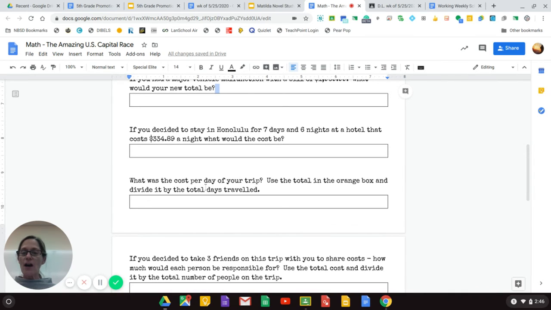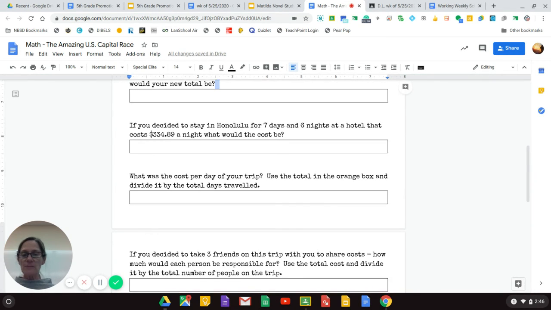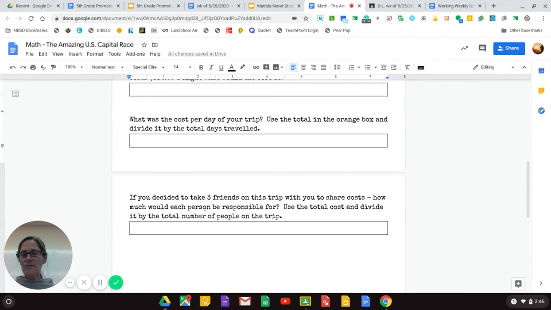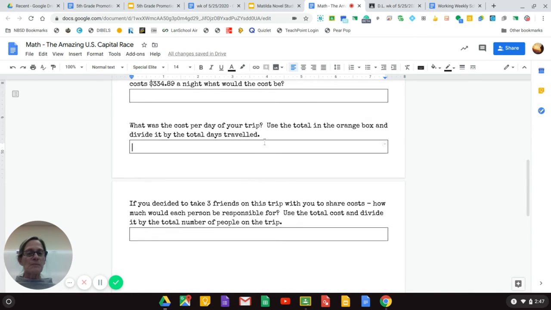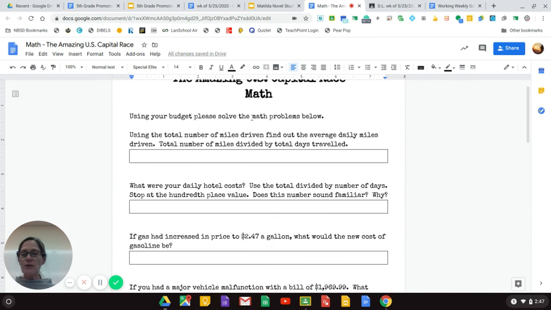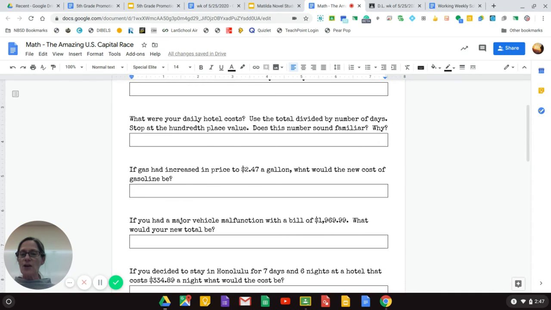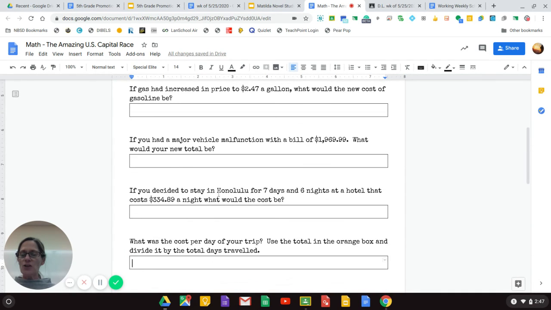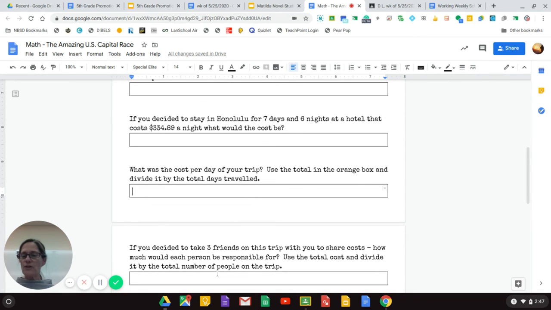What was the cost per day of your trip? Use the total in the orange box and then divide it by the total number of days traveled. And then last but not least, if you decided to take 3 friends on this trip with you to share the costs, how much would each person be responsible for? Use the total cost and divide it by the total number of people on the trip. You type your answers into each of these boxes. That's all for the math this week. I would do 2 questions on Tuesday, 2 questions on Wednesday, 2 questions on Thursday, 1 question on Friday, and you're done with math. Okay?